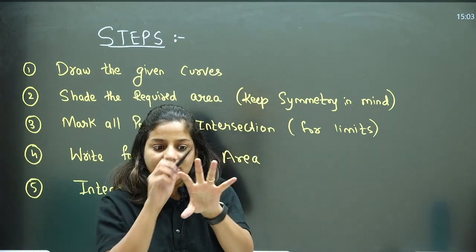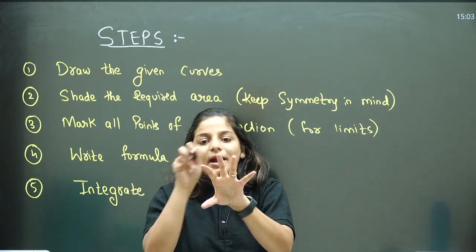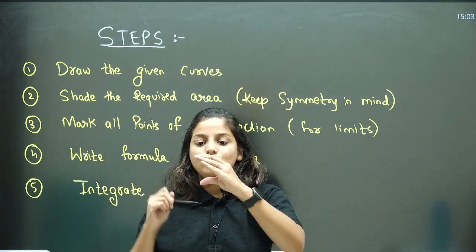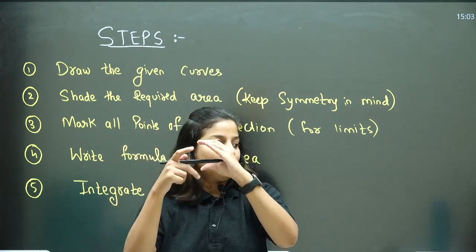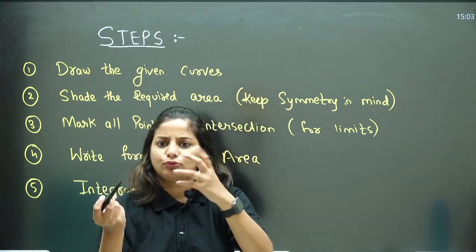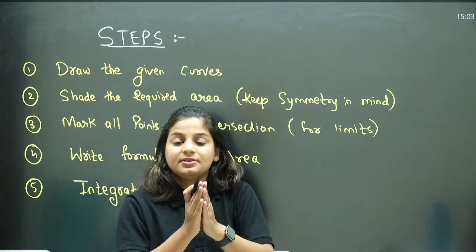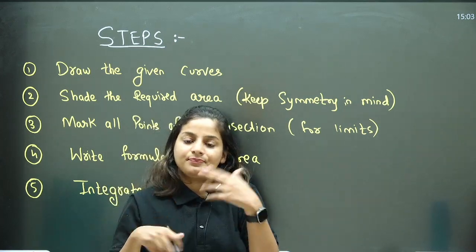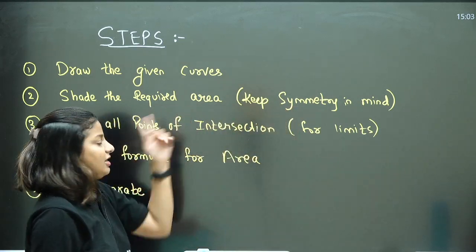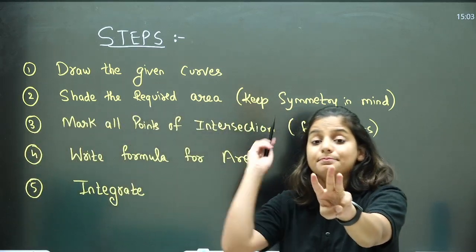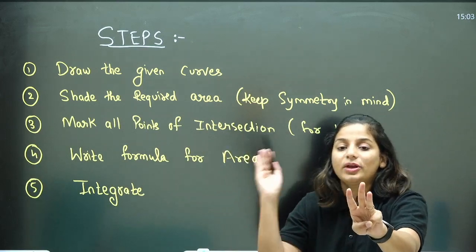Let's say if it's a circle, then you know calculate one part, multiply by 4. If it's a parabola, it's symmetric up and down. So calculate the upper part and multiply by 2 to get the entire area. If it's an ellipse, it's symmetric about both x and y axis. So again, find one area, multiply by 4. So keep symmetry in mind and shade the required area. Second step. Third step, mark all the points of intersection which you can mark.